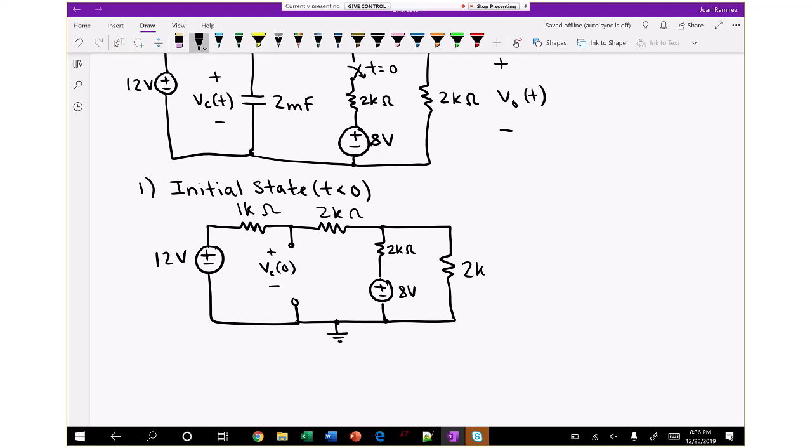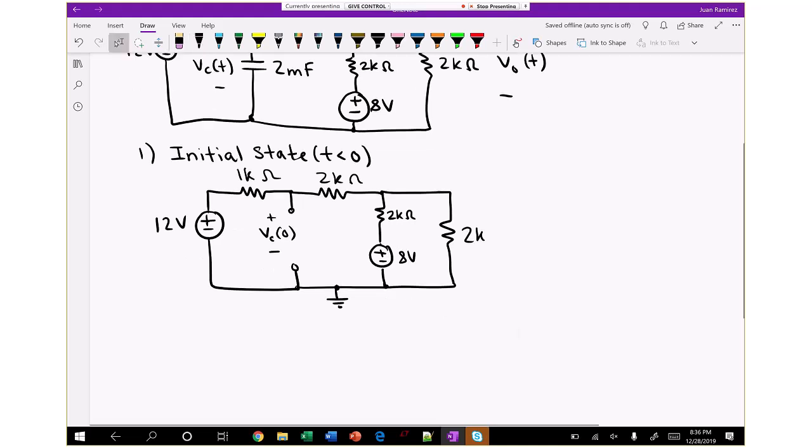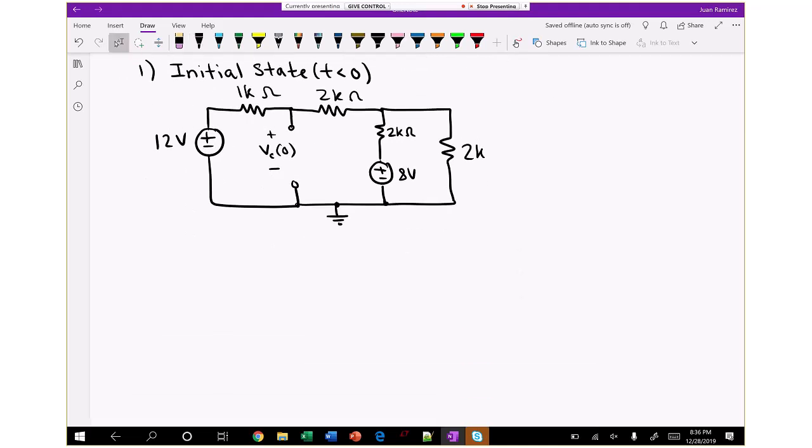So to do that I have to set a reference node. And I'm going to call this node over here, maybe I'll use a different color. Call this node V1 and this node V2. All right, and you may notice by inspection that VC of 0 is V1. So that's the same as that node voltage V1 with respect to ground, which is 0. So we're going to look for V1 specifically.